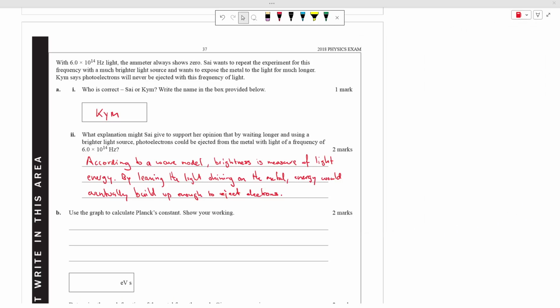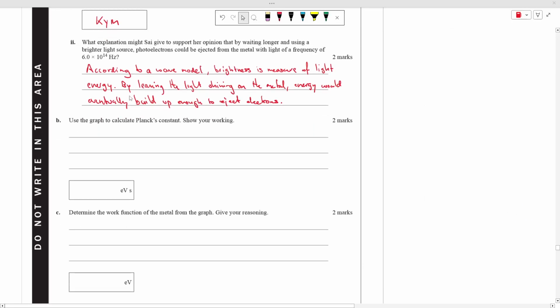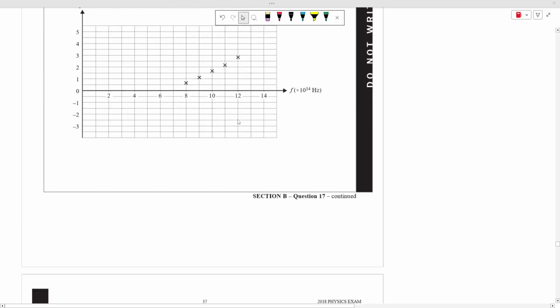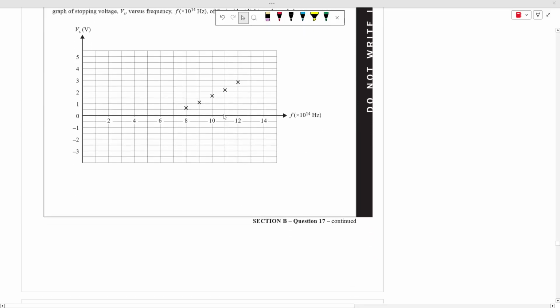Cool. Alright. Part B. Use the graph to calculate Planck's constant, show your working. So according to our graph, we need to work out Planck's constant. I guess the first thing we need to do is draw a line of best fit. Now, it's very hard for me to draw my line of best fit because I'm just using a stylus on the screen. I guess I can try and do a straight line.